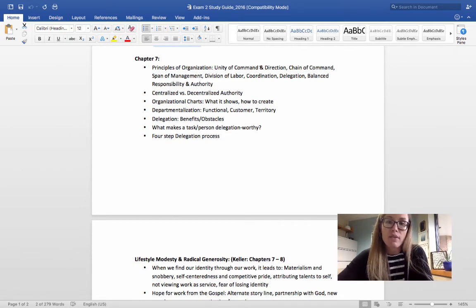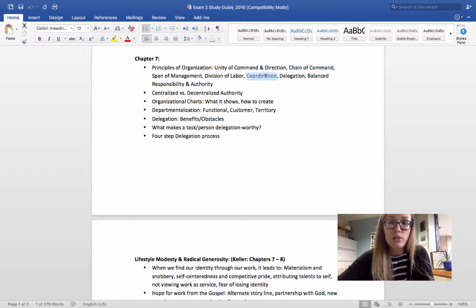Or having one boss, each person reporting to one boss. Well, that's going to be unity of command, and that doesn't always happen, right? So having one boss for each person, having that clear chain of command, knowing who you report to and who reports to you, if anyone. So definitely look back at these.